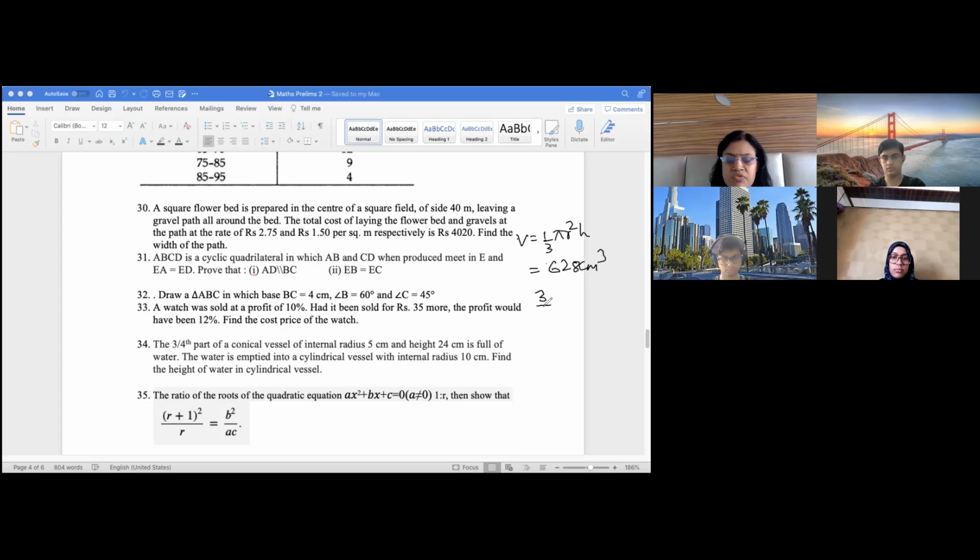Water filled is 3/4. So 3/4 into 628 is equal to water filled. So answer comes out to be 471. Okay. मेरा pen हिलना बंद हो गया. So write down the answer. It is 471. So volume of cylinder होता है pi r square h. Equate it with 471. So when you put the value of r, you will get it. Height is equal to 471 upon 314.